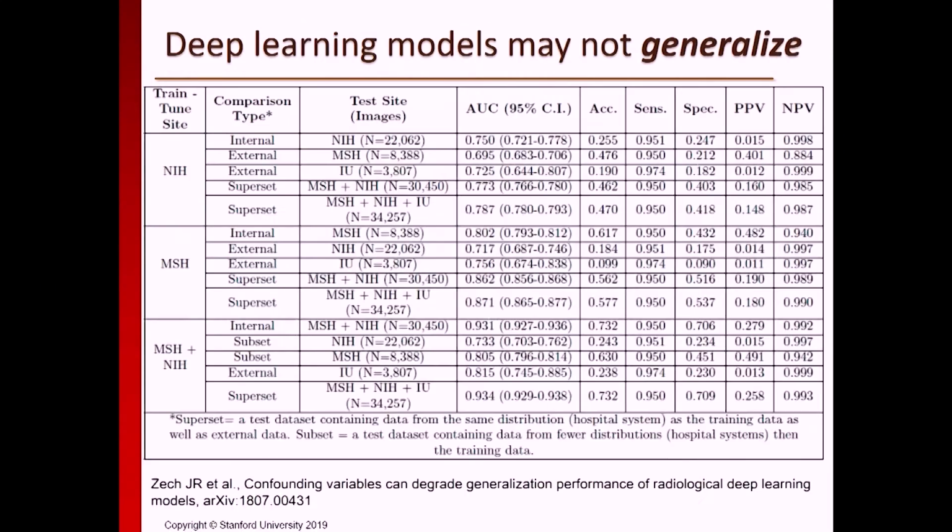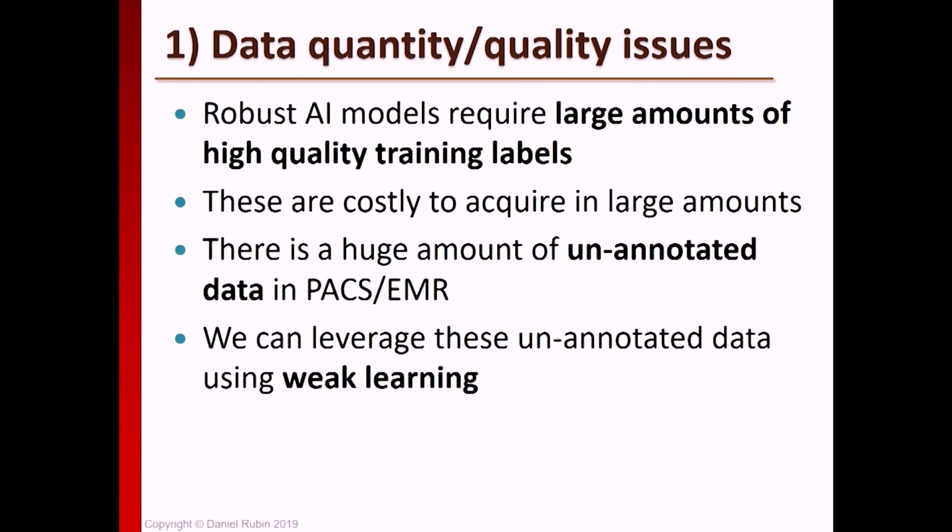I will end by talking about some of the challenges to building robust models. You need a lot of data to build models. This was a study that showed there's a lot of variation in the performance of models that are built on one data set and tested on other sites. So variability in performance, the robustness of models, is a major challenge.